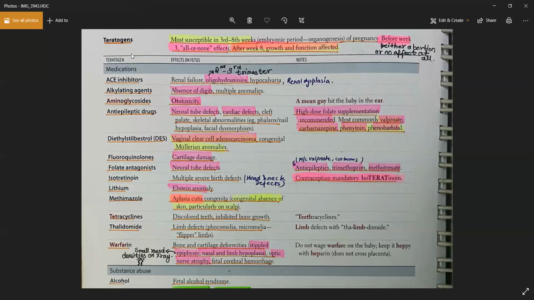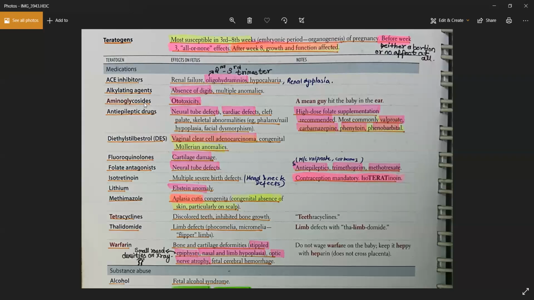So let's discuss what happens between 3 to 8 weeks. First, you have the ACE inhibitors, and I already told you that you can have oligohydramnios because of that. Because these drugs act on the kidney, you can have renal defects because of that. Renal dysplasia can occur, renal failure can occur, oligohydramnios can occur, right? So that's about the ACE inhibitors. Then you have the alkylating agents, okay? And they can lead to absence of digits, and multiple other anomalies can happen. You need to remember that. Just know that alkylating agents, just like any other chemotherapeutic agent, are teratogenic.